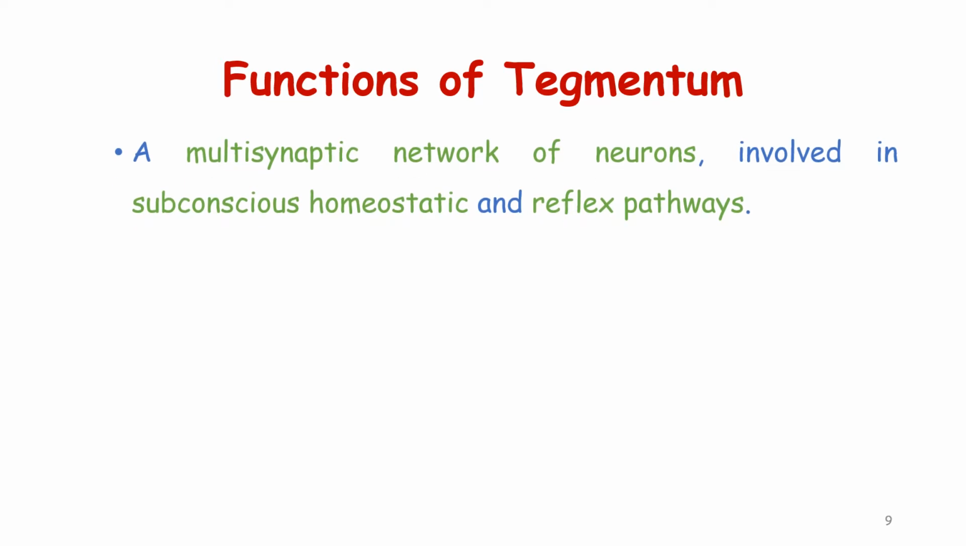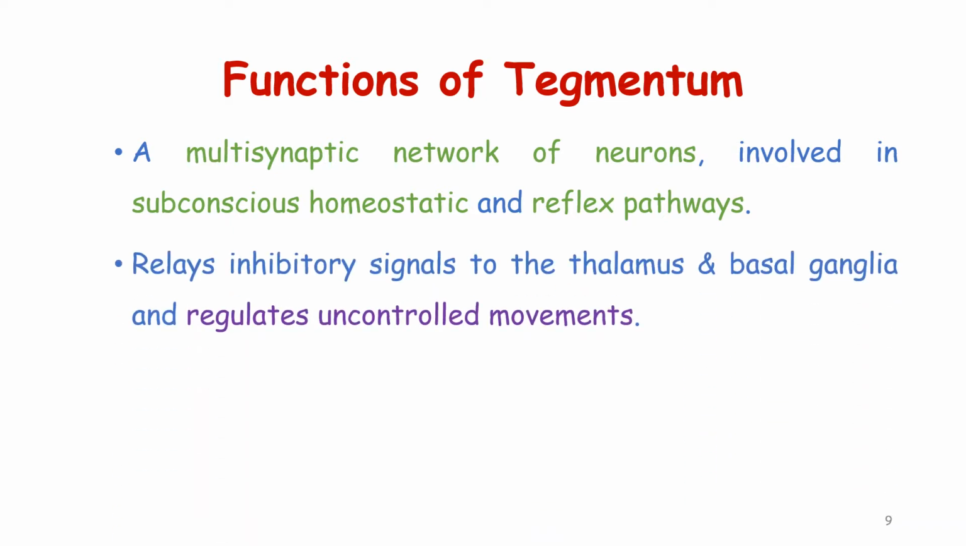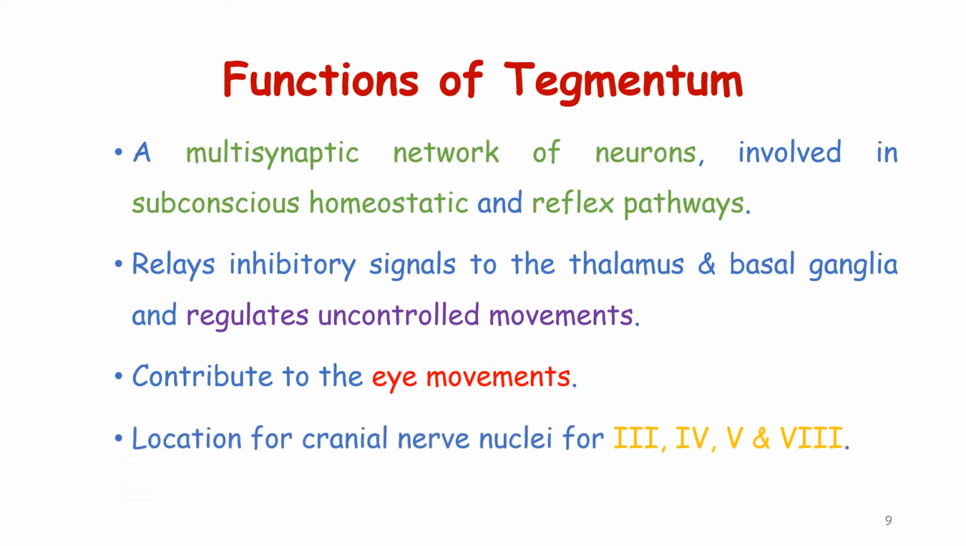The tegmentum is a multisynaptic network of neurons, involved in subconscious homeostatic and reflex pathways. It relays inhibitory signals to the thalamus and basal ganglia and regulates uncontrolled movements. It also contributes to eye movements. It is the location for the cranial nerve nuclei for 3, 4, 5 and 8.